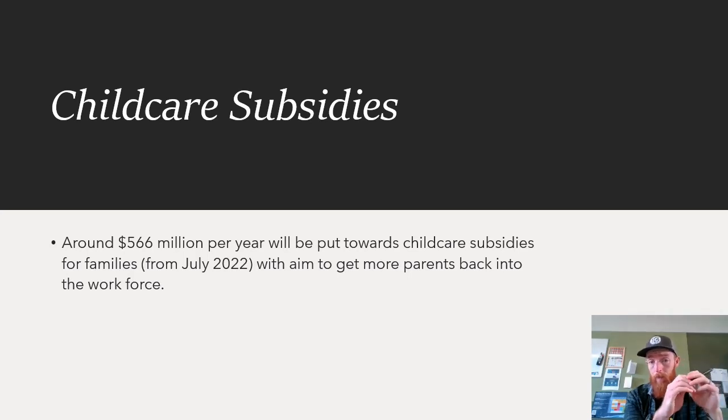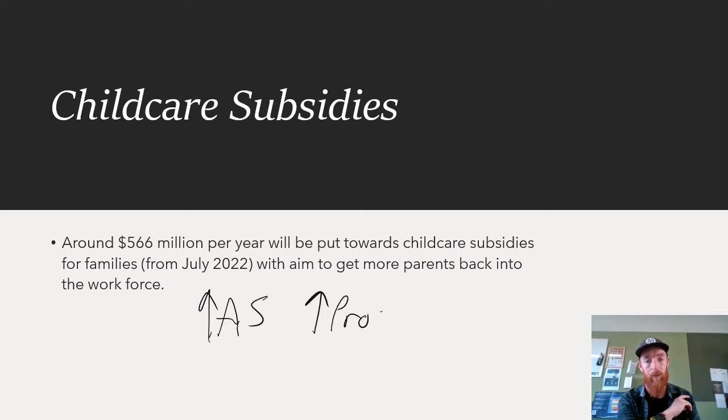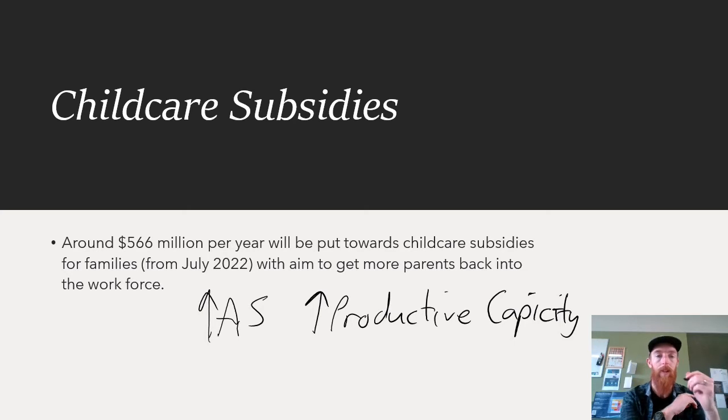We have childcare subsidies. Around $566 million per year will be put towards childcare subsidies for families from July 2022 to aim to get more parents back into the workforce, which will hopefully make Australia more productive. That whole aim is to then increase our aggregate supply, because if more people are heading back into the workforce, we're going to be more productive and more able to produce. That should increase our productive capacity, which is ideal. So that ends up being an aggregate supply side policy, so productive capacity, as it's trying to increase the amount we can produce overall. So a significant amount of childcare subsidies to try and make childcare cheaper.